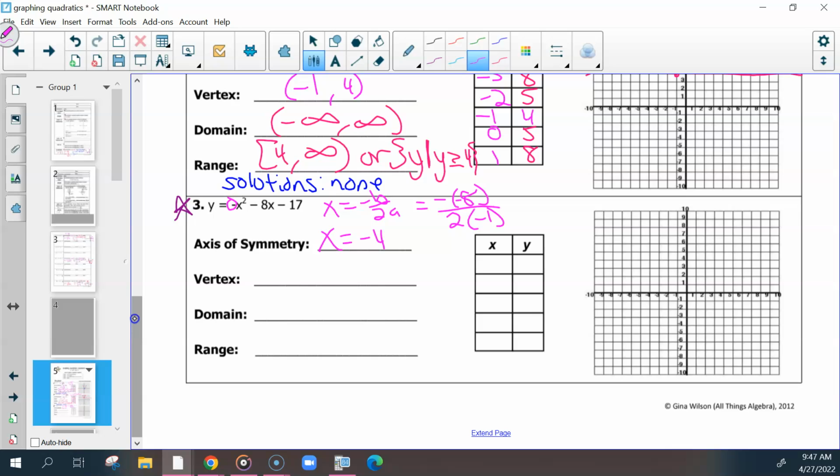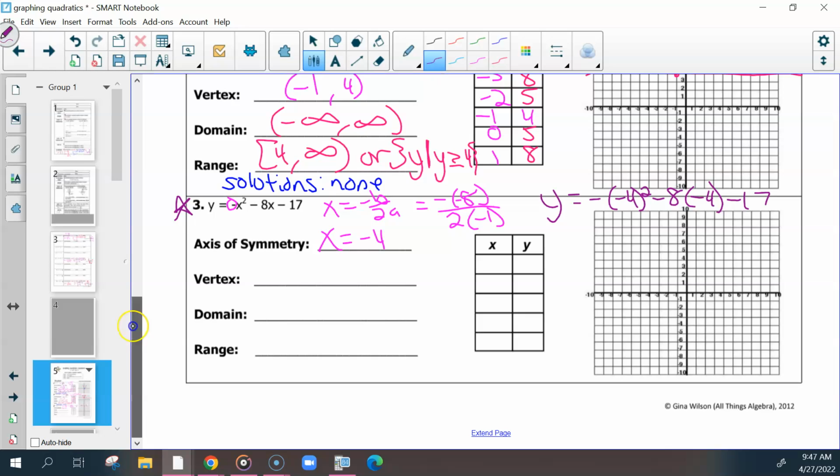Put negative 4 into your x values and find your y. There's so many negatives. Make sure you put the negative in front. You should get something that matches your graph. Double check that you put in all your negatives.